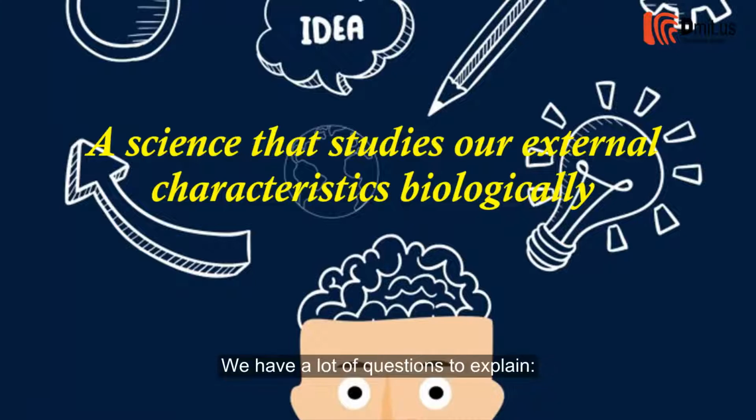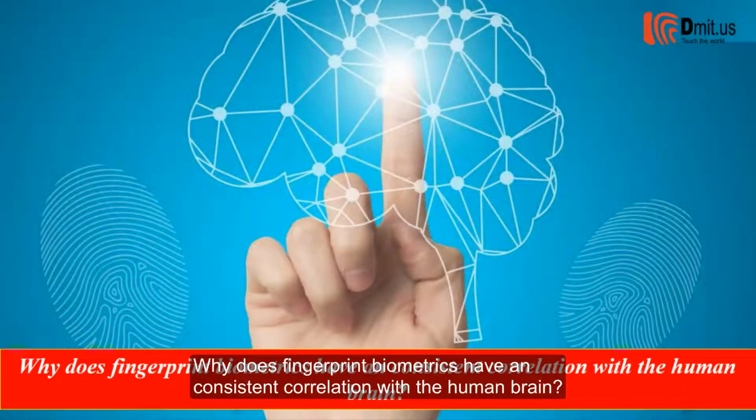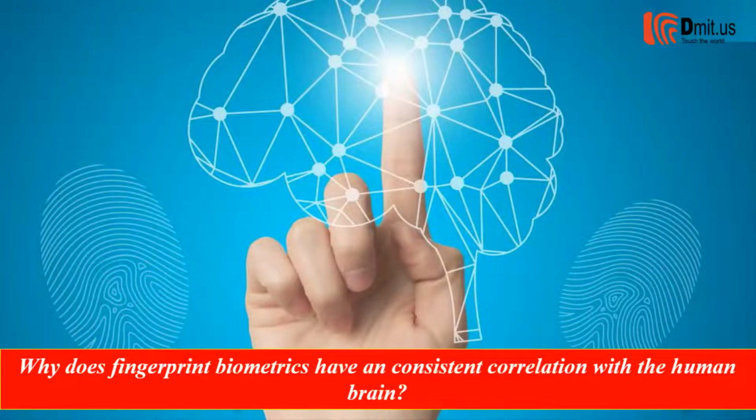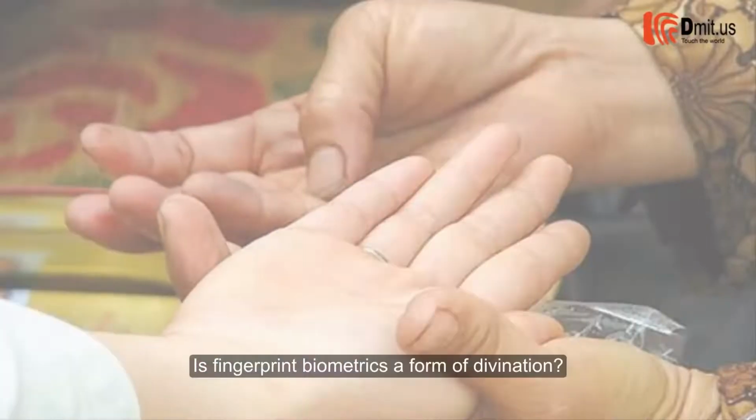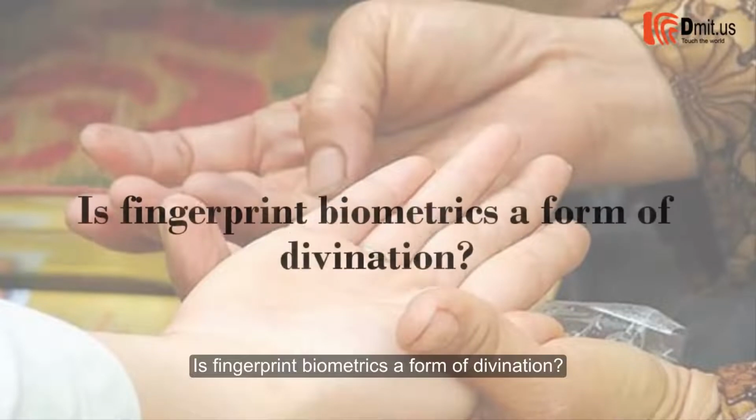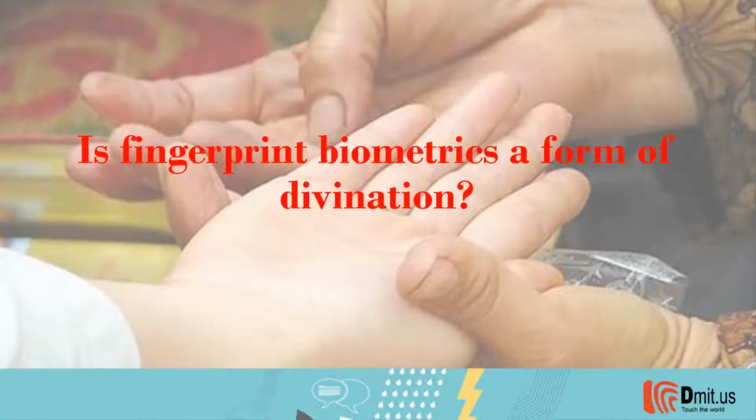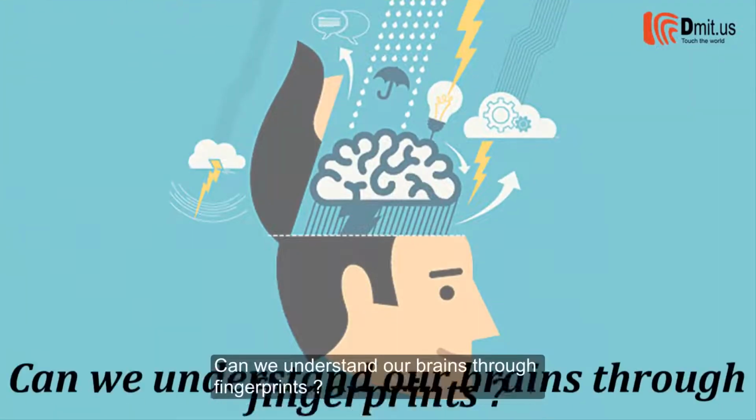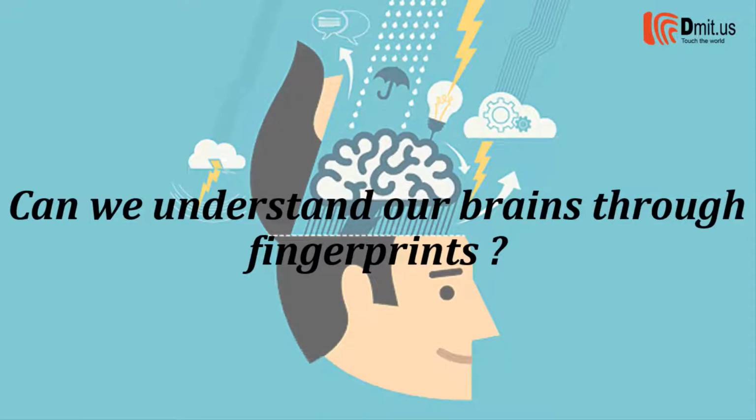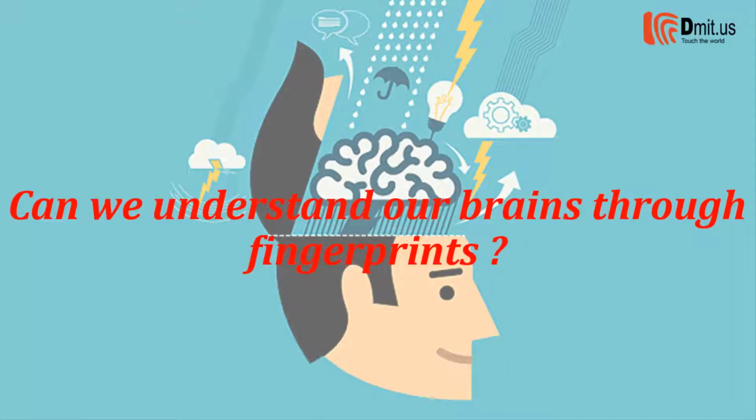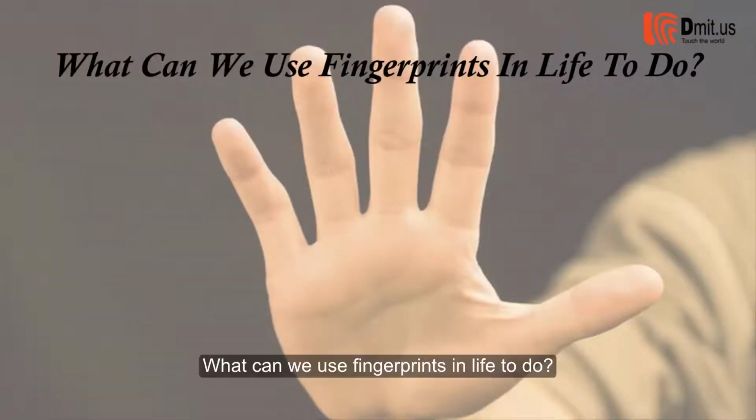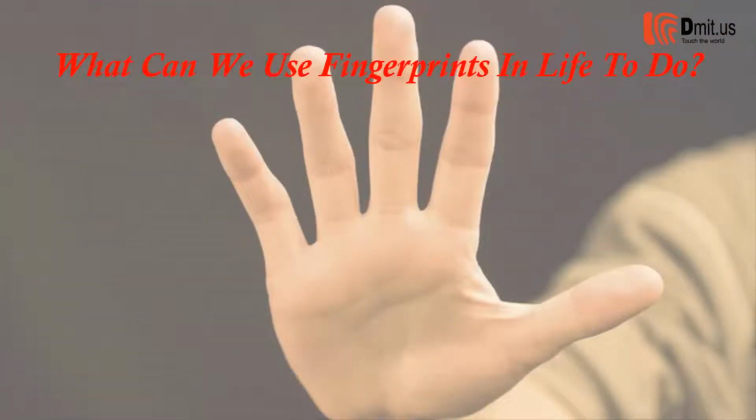We have a lot of questions to explain. Why does fingerprint biometrics have a consistent correlation with the human brain? Is fingerprint biometrics a form of divination? Can we understand our brains through fingerprints? What can we use fingerprints in life to do?